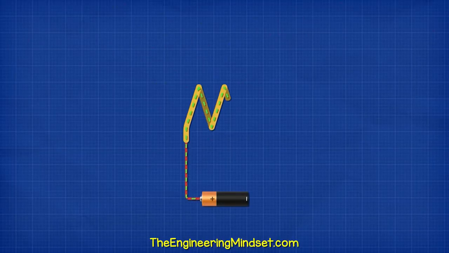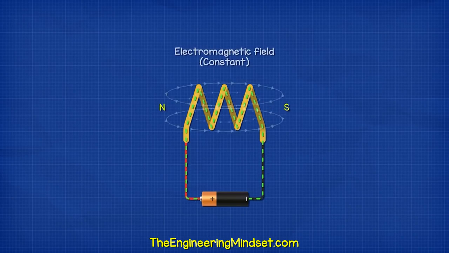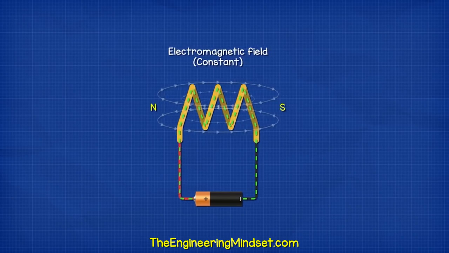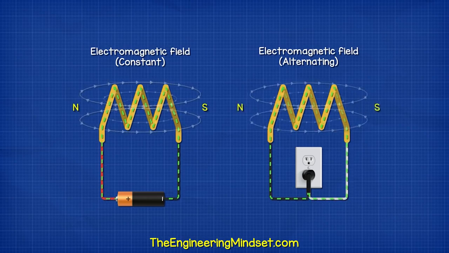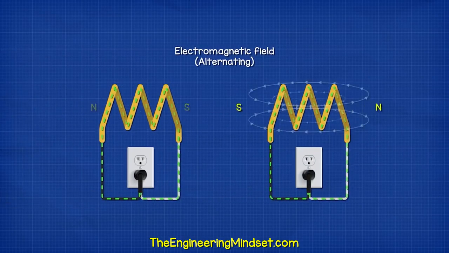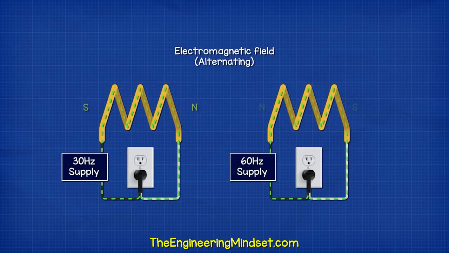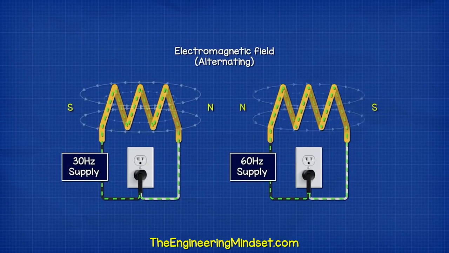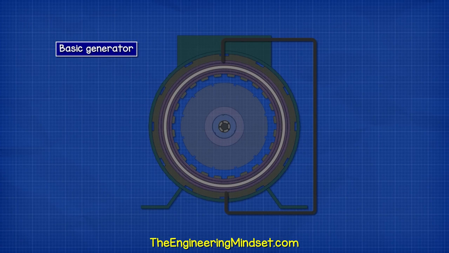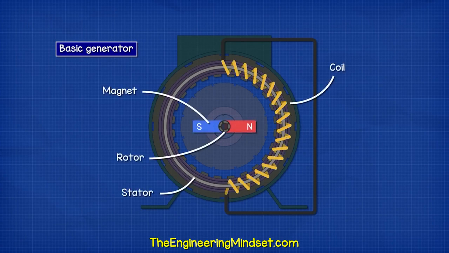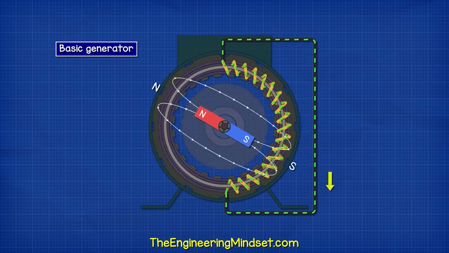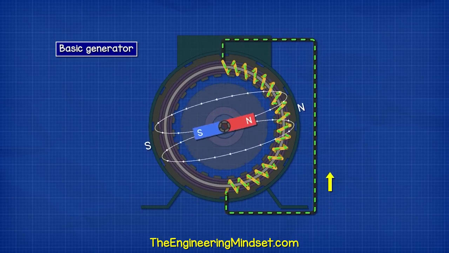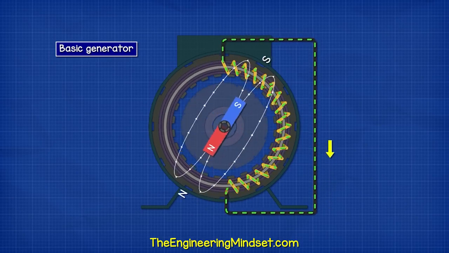When we pass DC current through a coil of wire, it produces an electromagnetic field, but when we pass AC current through the coil, it produces a magnetic field that changes polarity. The rate of change depends on the frequency of the AC current applied to the coil. A basic generator has a magnet at the center of the rotor and a coil of wire on the stator. When the rotor rotates, the magnetic field interacts with the electrons in the wire, pushing them forwards and then pulling them backwards as the magnet rotates.